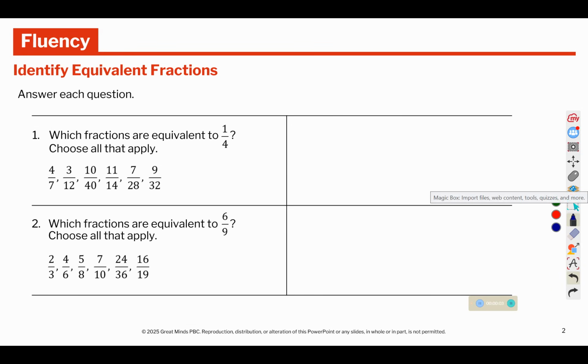Answer each question. Which fractions are equivalent to 1/4? Choose all that apply. Which are equivalent to 6/9? Choose all that apply. Well, let's check 2/3.